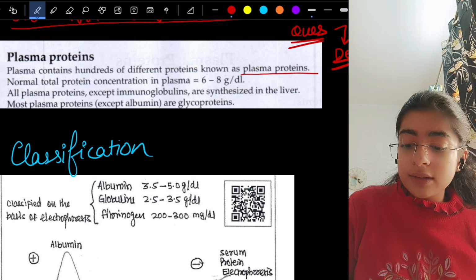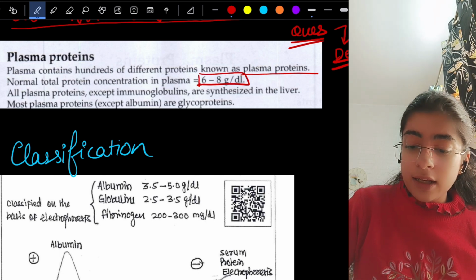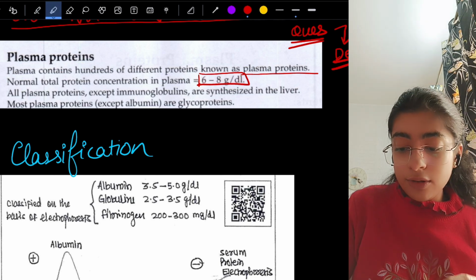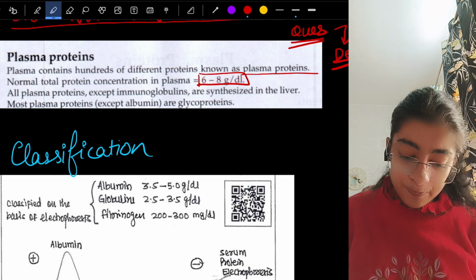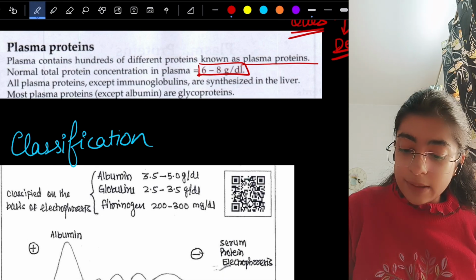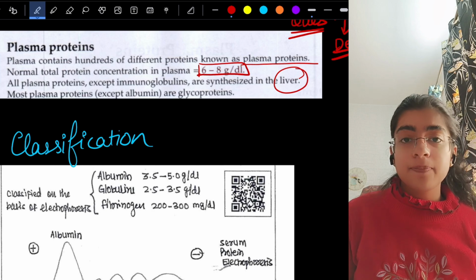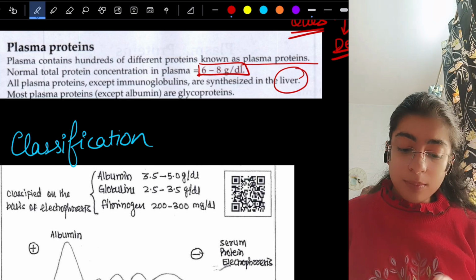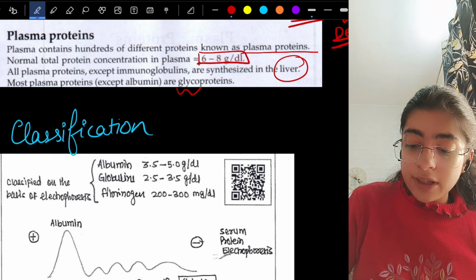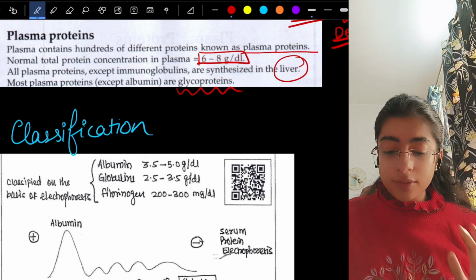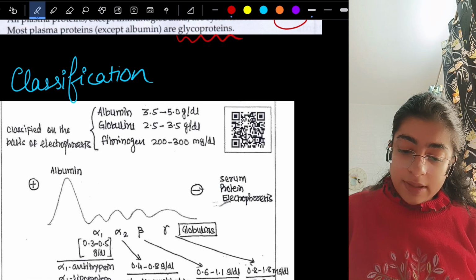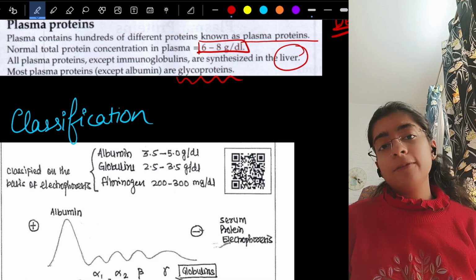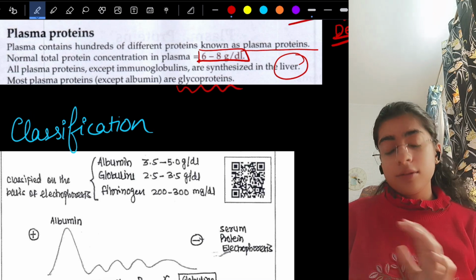Next, normal total protein concentration is 6 to 8 gram per deciliter. This is a very important value, and you need to remember this till the end. All plasma proteins except immunoglobulins are synthesized in the liver, and except the von Willebrand factor as well. Most plasma proteins are glycoproteins, but lipoproteins also exist. Lipoproteins may or may not be included according to different authors, but yes, they also do exist.